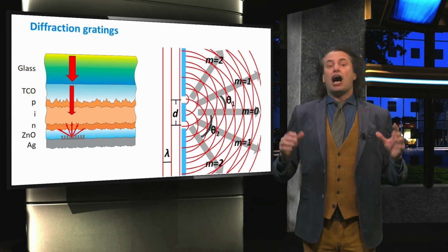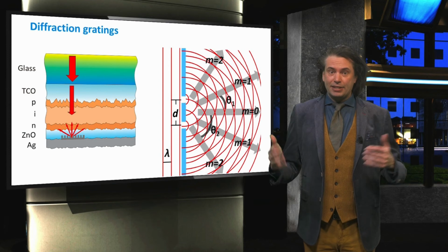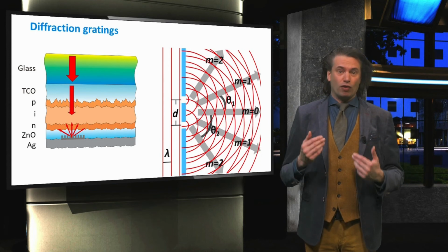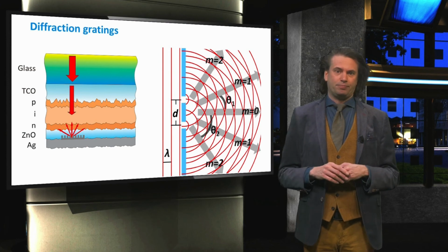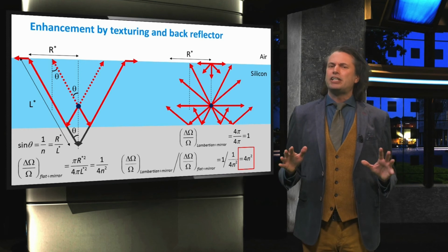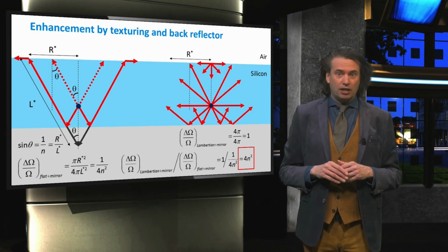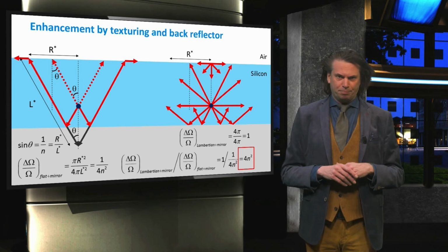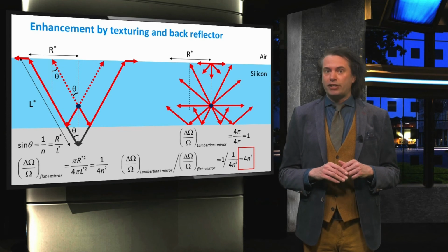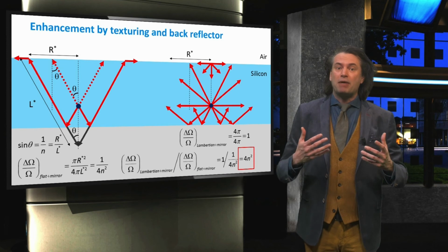Finally, we discussed how diffraction gratings can be designed to diffract the light into wide angles. This effectively increases the path length of light through the cell. Having discussed all these light management techniques, we discussed the concepts of Lambertian scattering, étendue, and plasmonics. Finally, we looked at the 4n² Yablonovitch limit, which describes how much absorption in a semiconductor slab can be enhanced through light management.